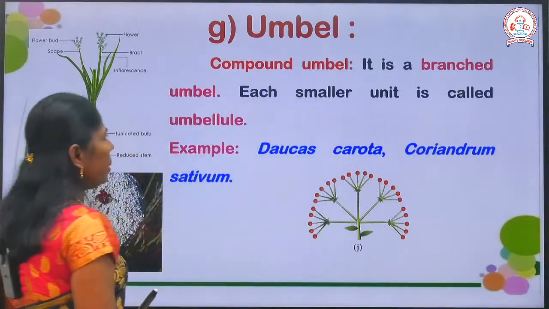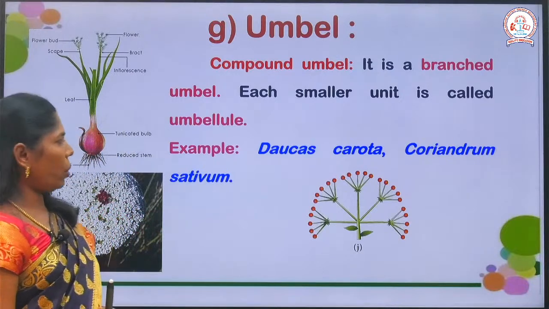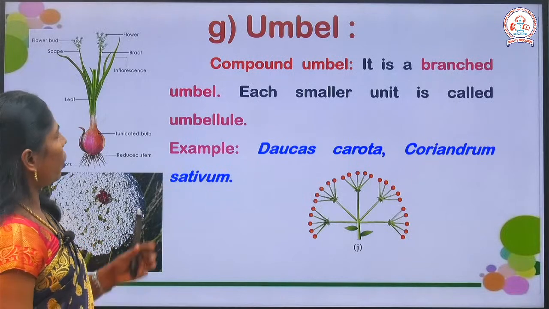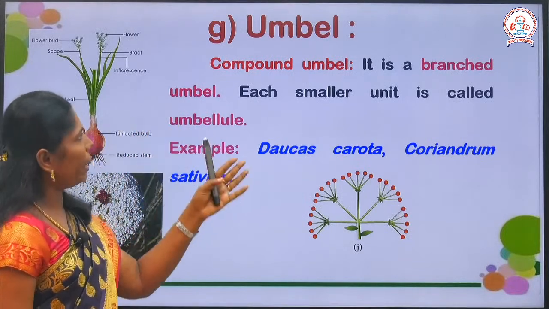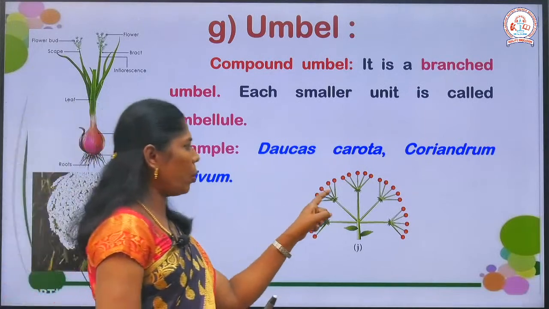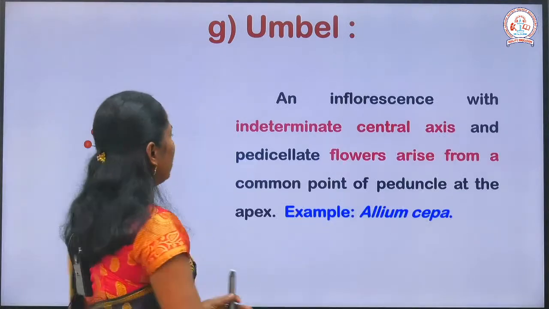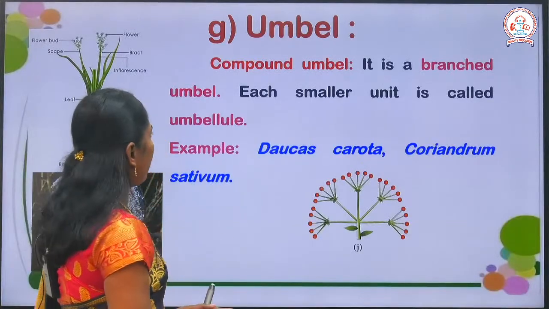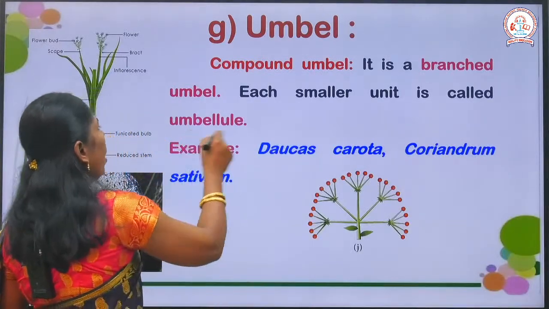Examples are onion, Daucus carota, and Coriandrum sativum; even onion also. So the compound umbel is a branched umbel, with a number of branches. If we see just one, that is an umbel, but when we see a number of umbels, each is called an umbellule.